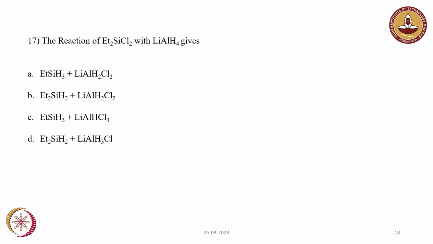So, when Et2SiCl2 reacts with LiAlH4, it replaces both Cl. So, Et2SiCl2 plus LiAlH4 hydrogenates and replaces Cl with hydrogen. So, it gives Et2SiH2 plus LiAlH2Cl2. So, option B is the answer.